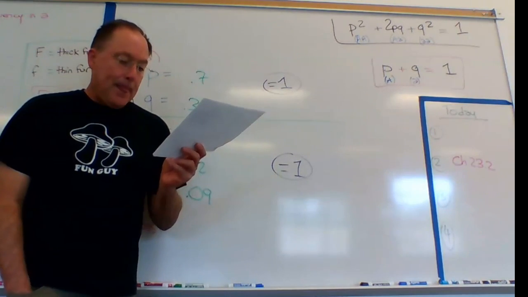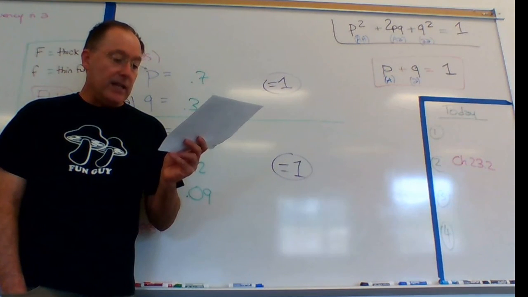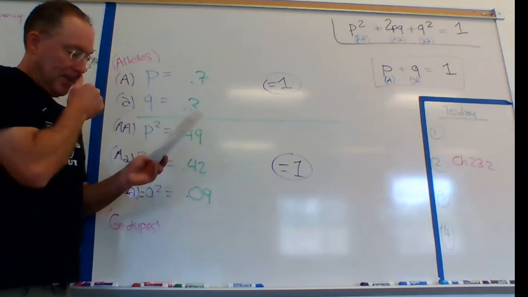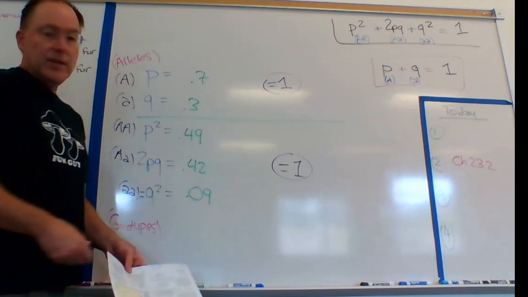So let me finish. It says, what are the frequencies of the recessive allele little t and dominant allele big T? Well, we've got the answer here. What are the genotypic frequencies of this population? Here are the genotypic frequencies.